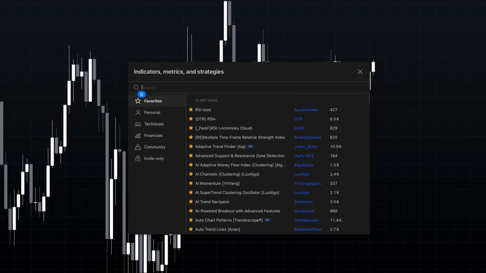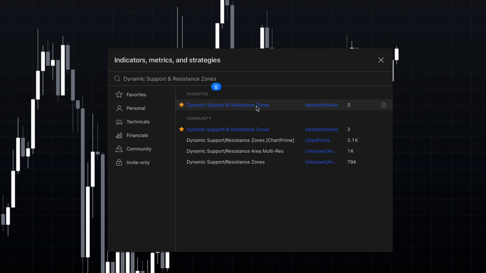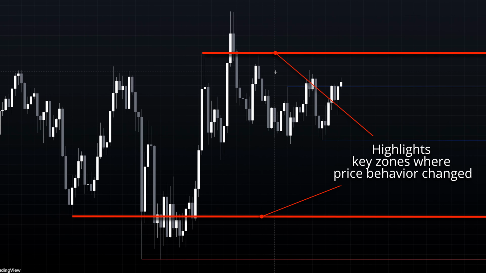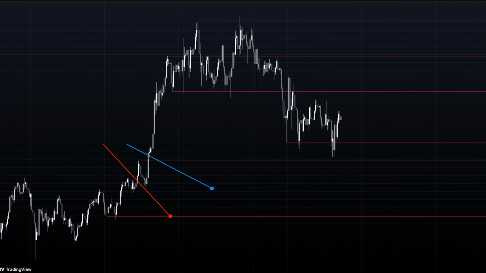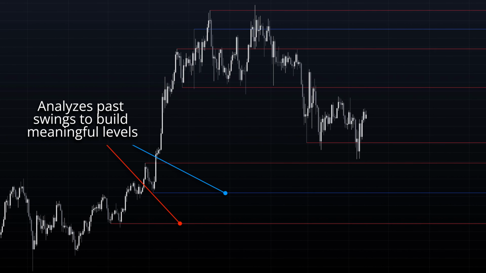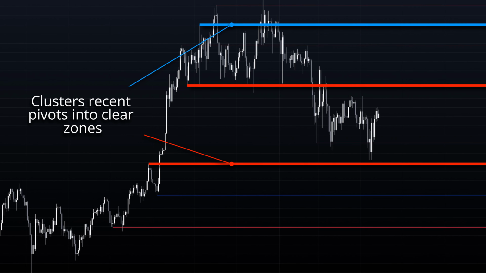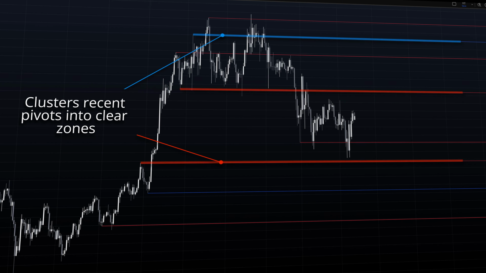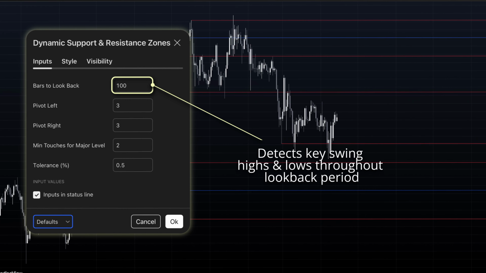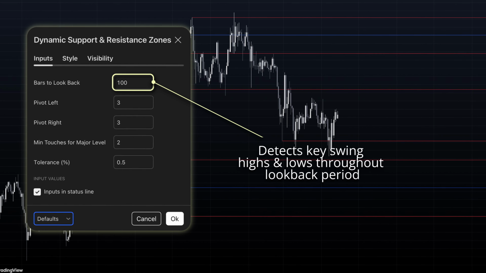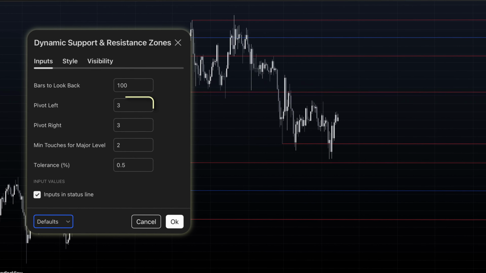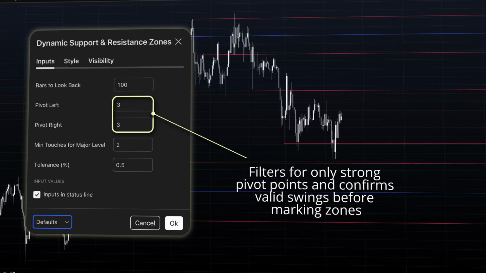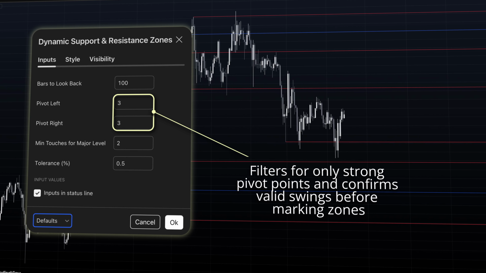Dynamic Support and Resistance Zones by Komoshenko automatically identifies and visualizes key price levels where market activity has previously demonstrated significant behavior changes. It analyzes recent price history to detect pivot points, then intelligently clusters these points into meaningful support and resistance zones based on proximity and interaction frequency. The core algorithm utilizes pivot detection to identify swing highs and swing lows throughout the specified lookback period. The pivot strength parameters, left-right, ensure only significant turning points are captured by confirming price behavior before and after each potential pivot.